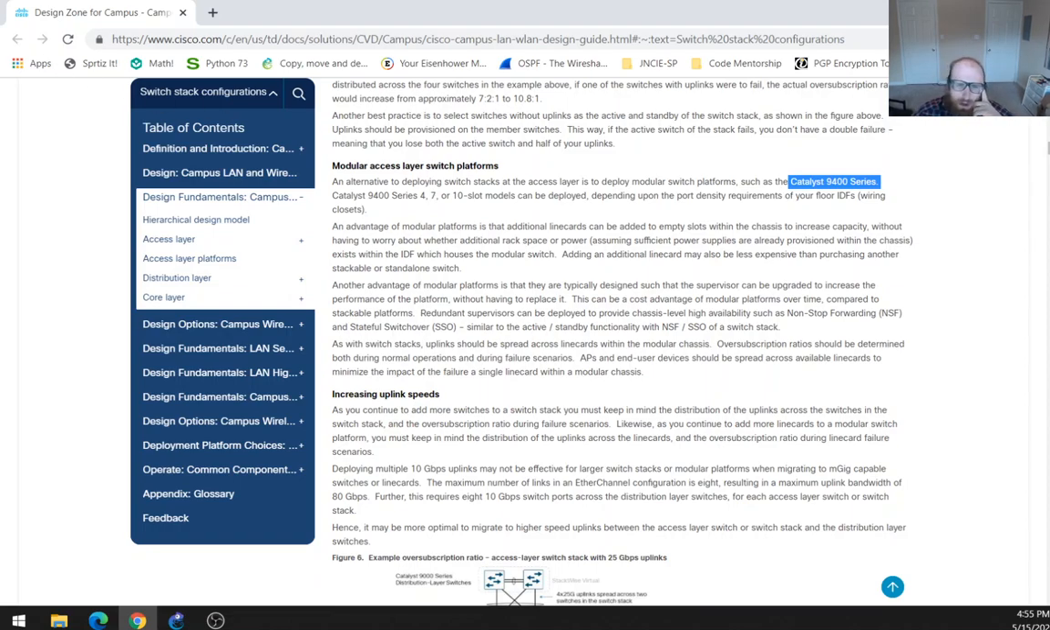An advantage of modular platforms is that additional line cards can be added to empty slots within the chassis to increase capacity without having to worry about whether additional rack space or power, assuming sufficient power supplies are already provisioned within that chassis, exists within the IDF, which houses the modular switch. Adding an additional line card may also be less expensive than purchasing another stackable or standalone switch.